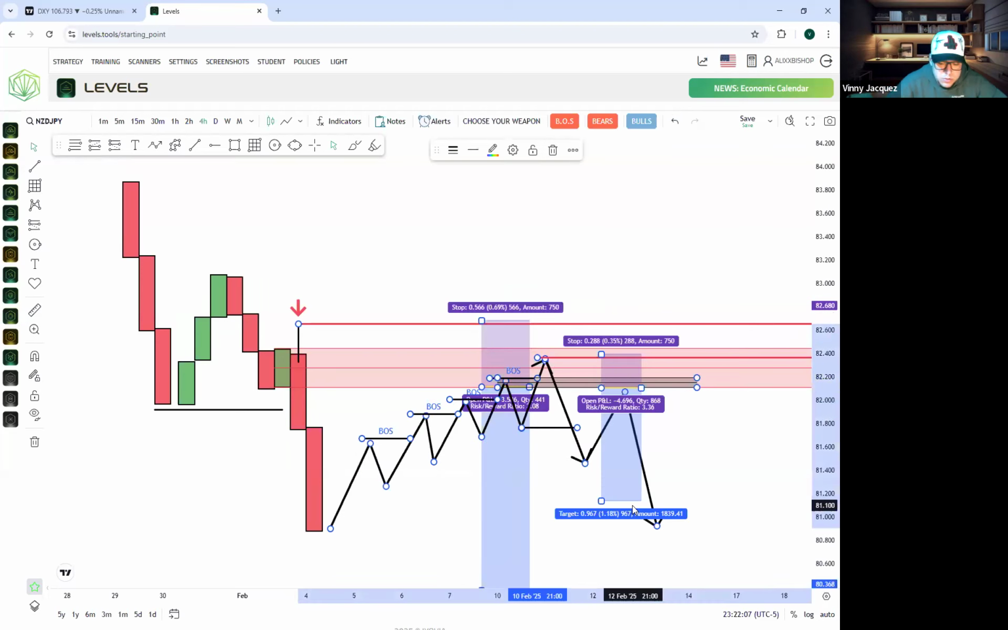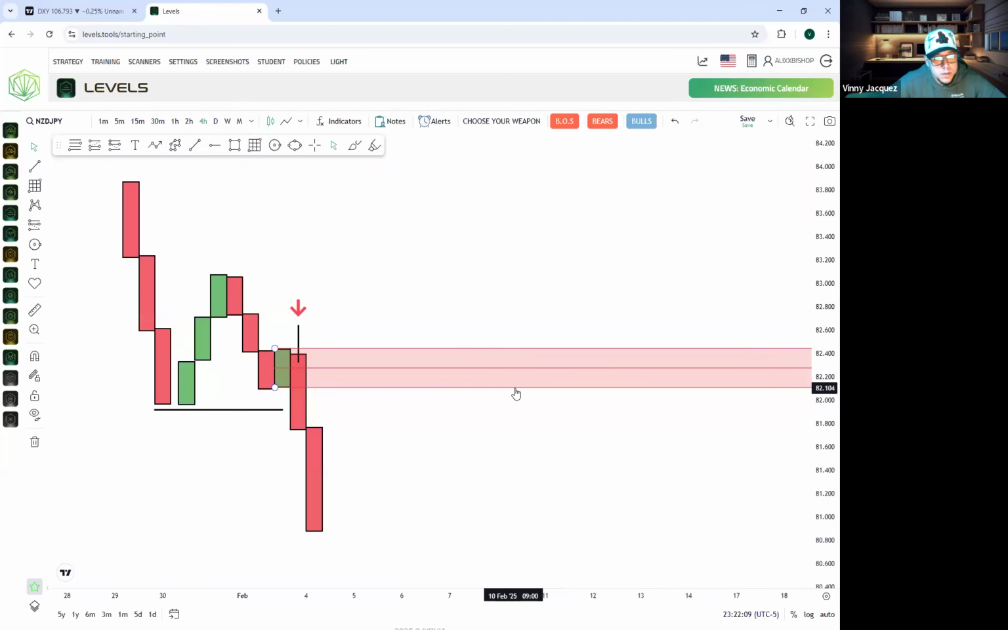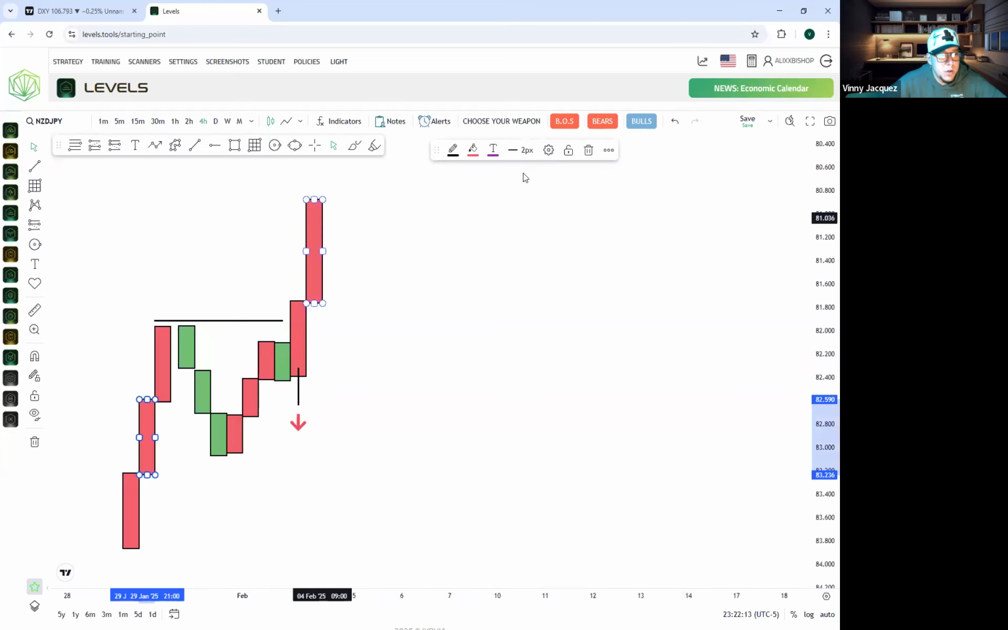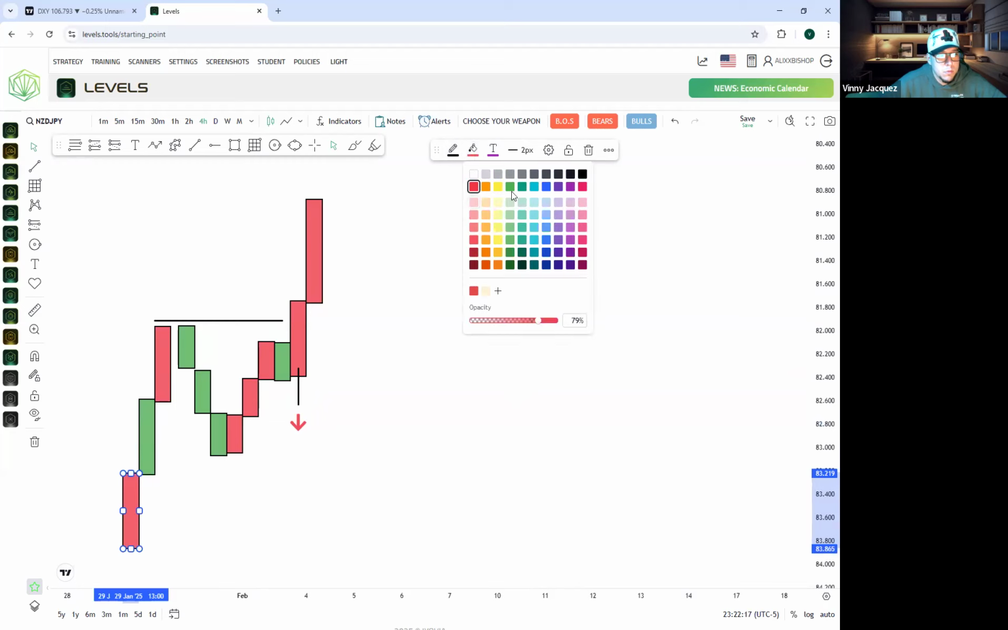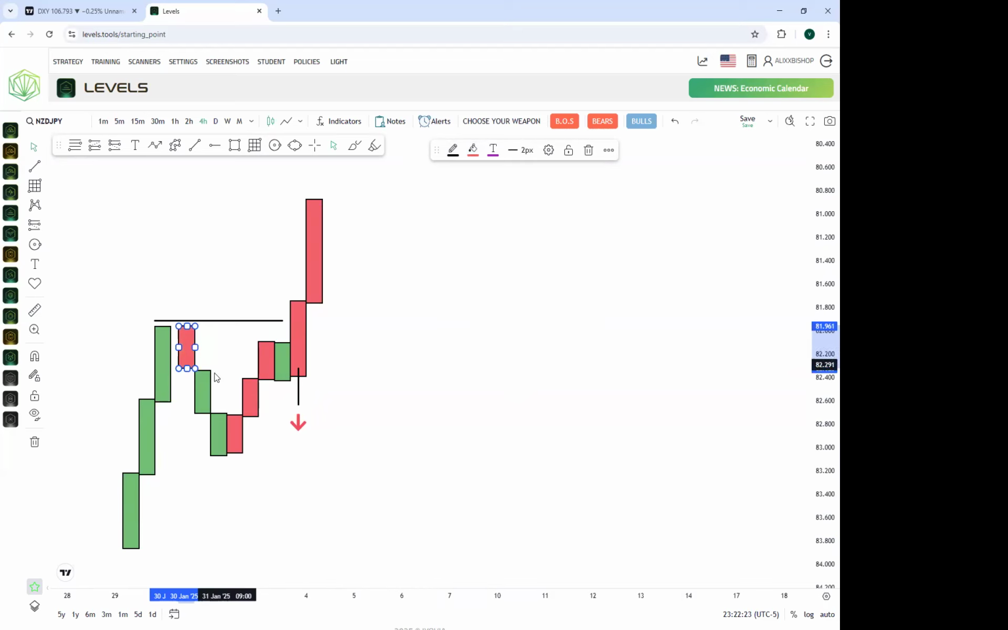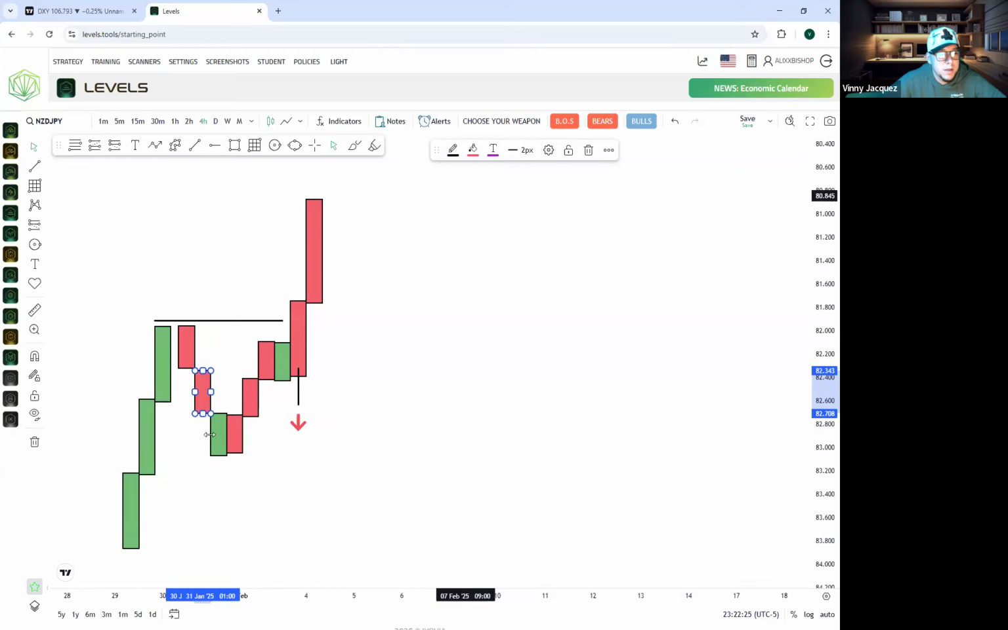Now the same thing goes with the buys. Give me a second. I'm going to go ahead and just change up these colors real quick. One second.